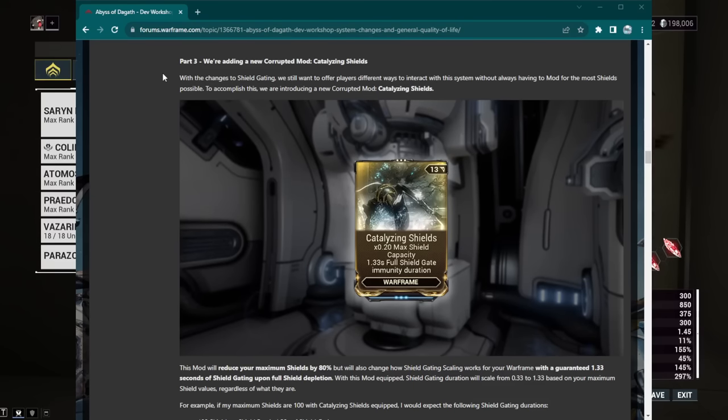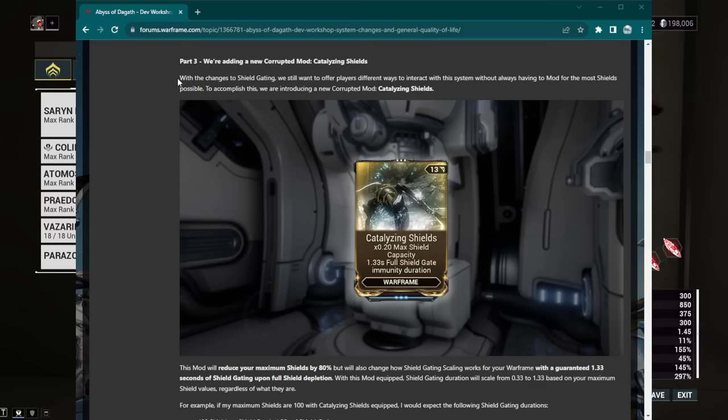We have the new mod Catalyzing Shields. And this will be given to all players through an alert system the week of the Abyss of the Goth update, October 18th. With the changes to shield gating, we want to offer players different ways to interact with the system without having to mod for the most shields possible. I don't think people will be modding for the most shields possible, personally.